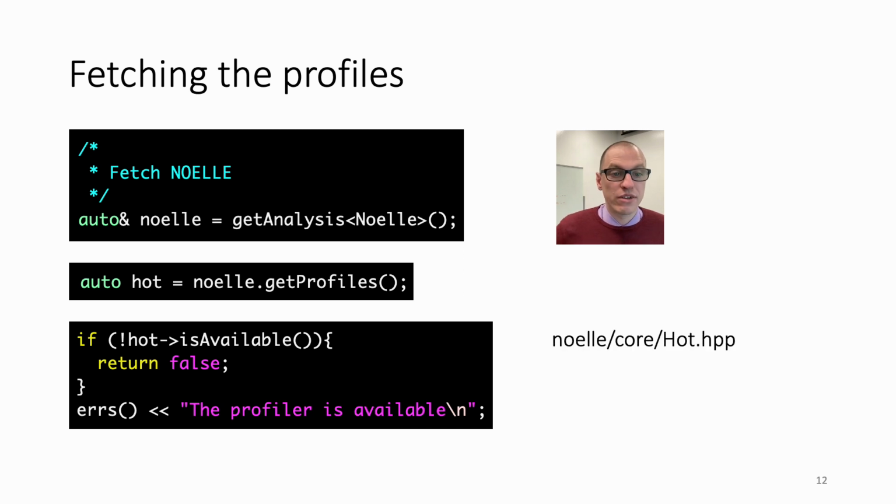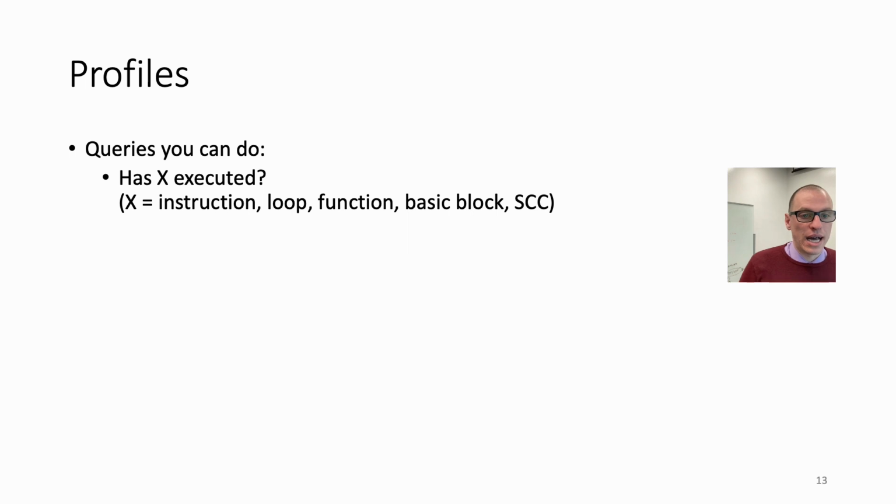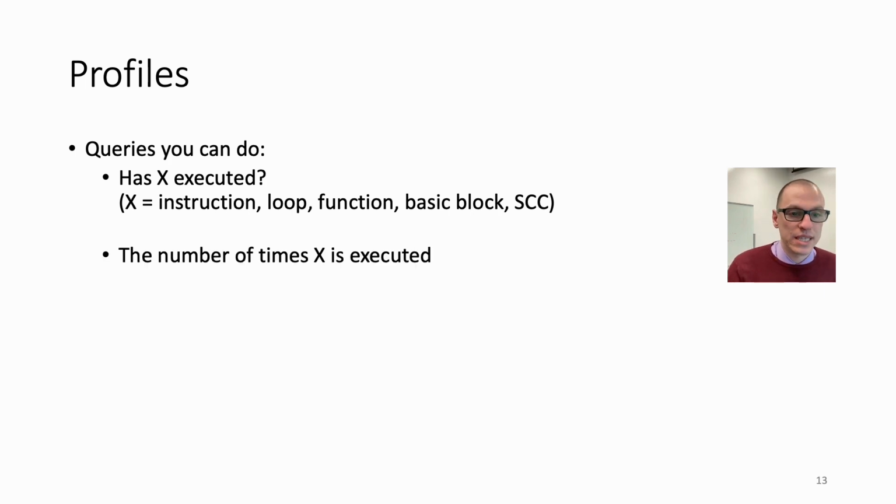The public API, you can find it in this header file. The queries that you can ask the hot object are about a code region X, where X is an instruction, a loop, a function, a basic block, or a strongly connected component of a dependence graph, like for example of a loop dependence graph. And you can ask, has X been executed ever? Or how many times X has been executed, for example.